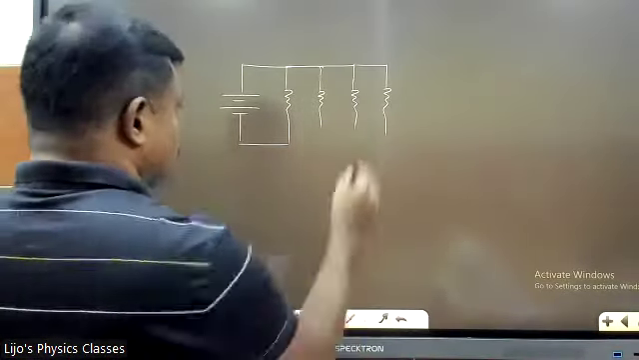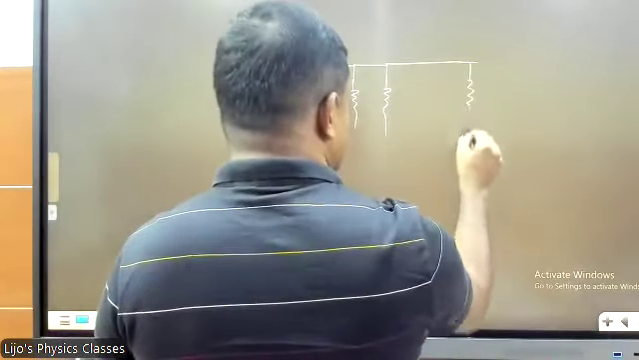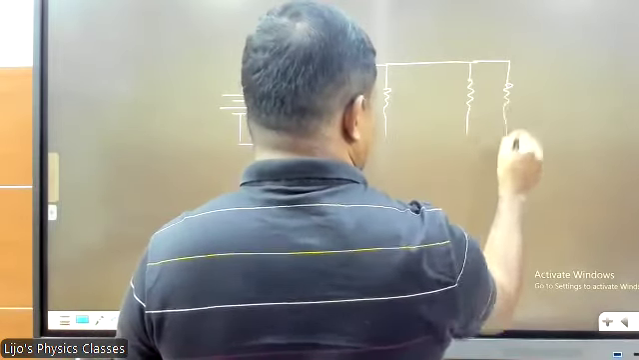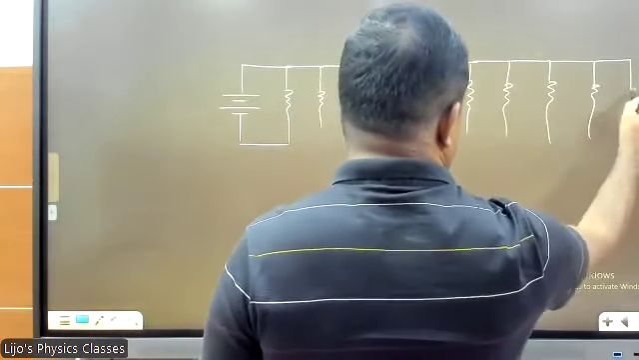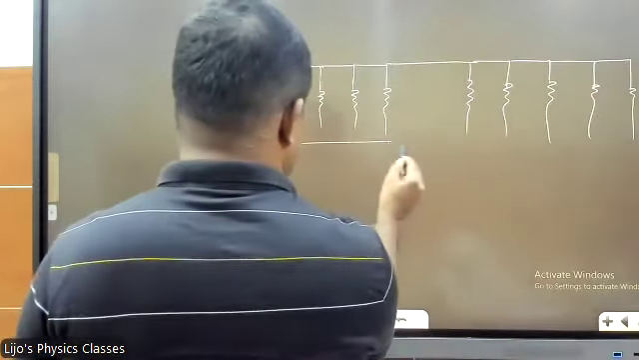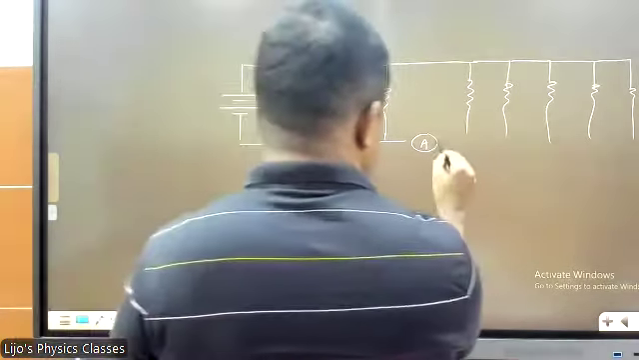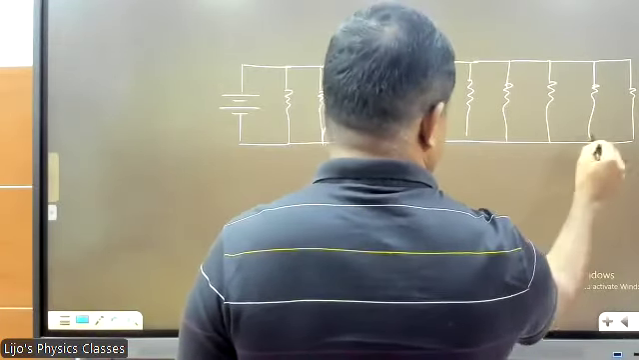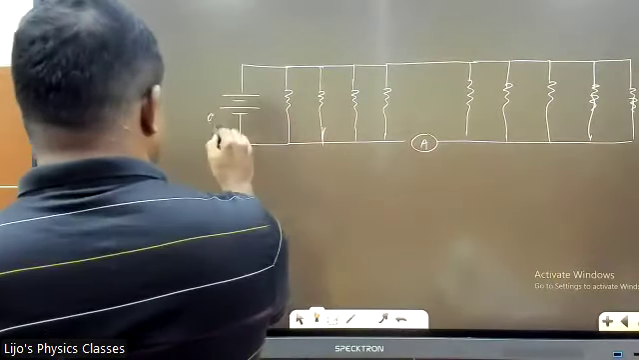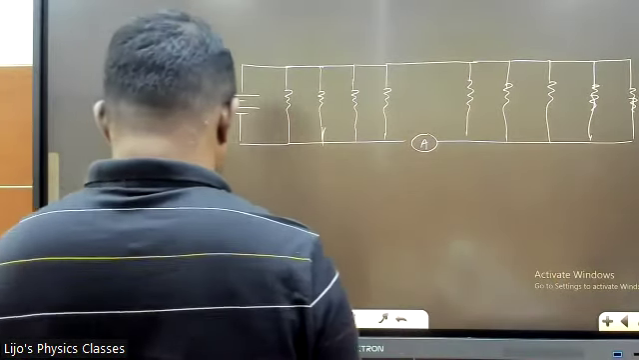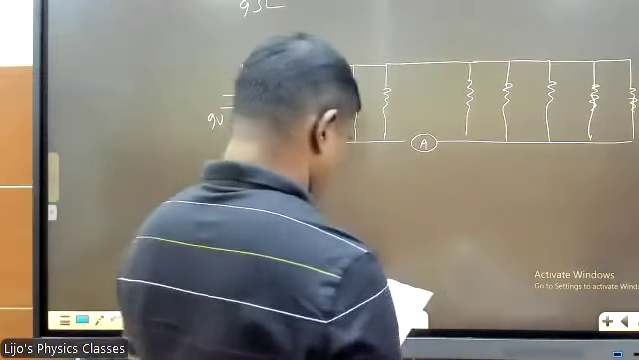Then I put a small gap there. Then how many more I have to draw? 5 more, right? 1, 2, 3, 4, 5. Here I connect an ammeter. Draw the figure. I'll tell you how to do this. This is 9 volts you're giving. All resistors are 9 ohms each. You have to find the ammeter reading.